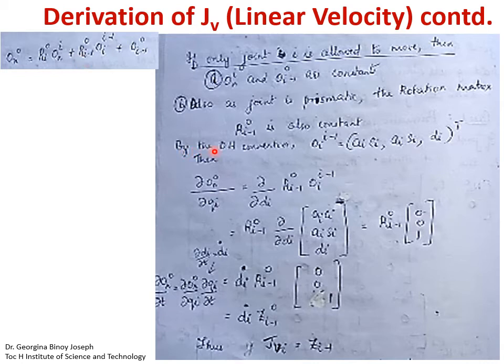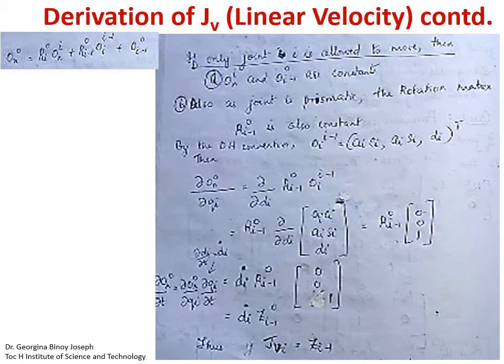Now we had learnt in module 4 by DH convention that in the transformation matrix that we obtained, the 3 cross 1 vector in the fourth column that denotes the origin position Oi in frame i minus 1 is aiCi, aiSi, di transpose. Please refer to module 4 notes. This result is there in the DH convention derivations. Now taking this, let us try to determine dou On0 by dou qi, which is dou by dou di, since our joint is prismatic, so qi is actually di for us.